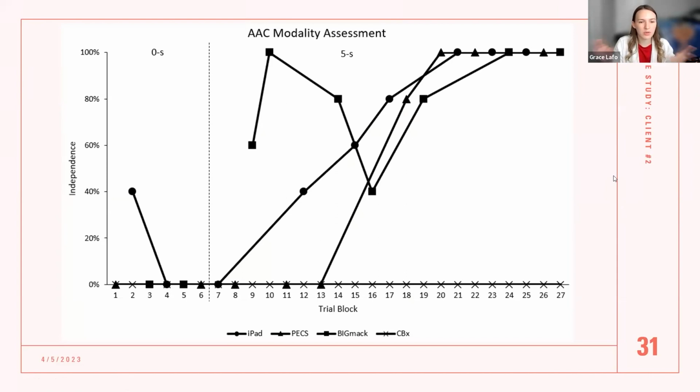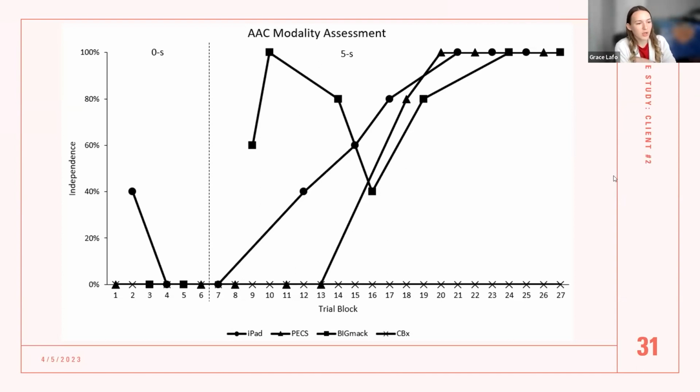So if he would reach towards the object, we would full physically hand over hand him to request using whatever modality we had, just to establish the contingency: first you have to do this step before you get the dinosaurs. After that 6th trial block, we moved into a 5-second delay like I described earlier. So we would give him 5 seconds to independently respond. Then we would verbally prompt him, 5 seconds until we did a model, and then 5 seconds until we did full physical.